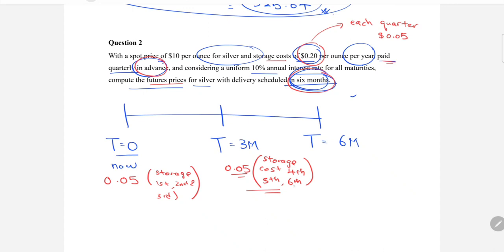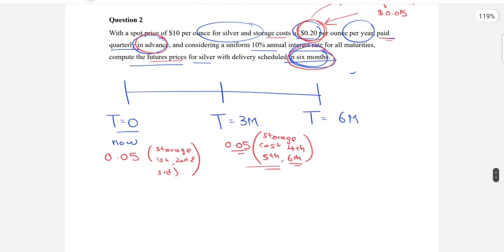So we only consider until this part. It's not necessary for us to include everything, the 20 cents here. It depends on the questions, depends on the requirement of the questions. Now guys, just now I mentioned that we need to find out the present value of the storage cost. So this is how we find out.